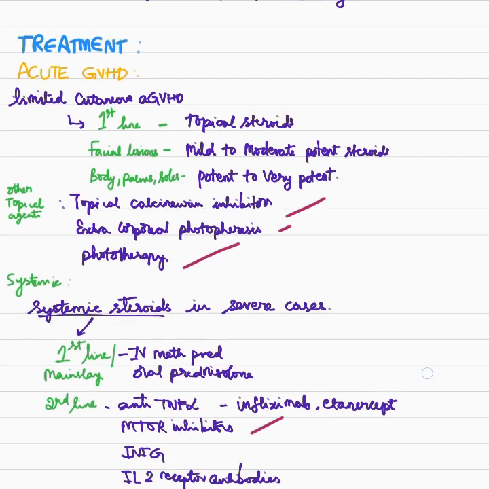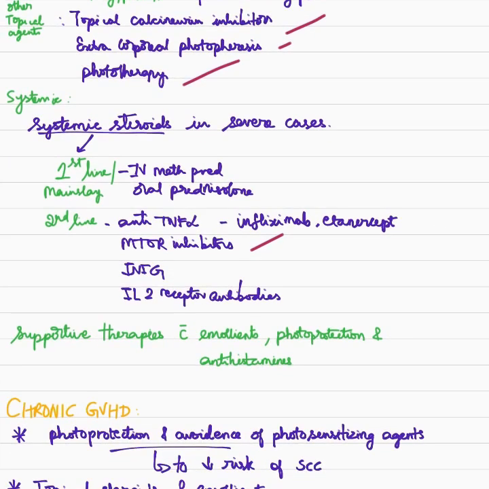For systemic manifestations, systemic steroids form the first line or mainstay of therapy in severe cases. So we can start with IV methylprednisolone or oral prednisolone, and we can supplement this with second line agents such as anti-TNF alpha biologics such as infliximab or etanercept, mTOR inhibitors, intravenous immunoglobulins and IL-2 receptor antibodies. Supportive therapy with emollients and photoprotection and antihistamines is also to be done.